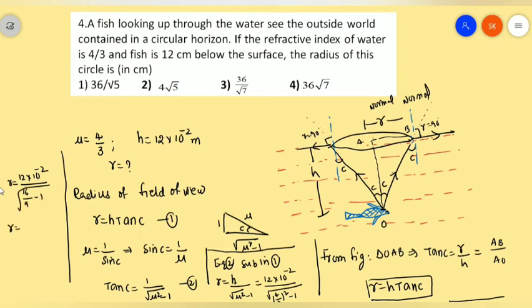Then next we will simplify it. 12 into 10 to the power of minus 2. This root 16 minus 9 you will get as root 7 by 3 after simplifying. Then next you will get 36 into 10 to the power of minus 2 by root 7 meters. But in the options it is centimeters only, so actually no need to convert to meters. Then 36 by root 7 centimeters. This is the answer. Third option is the right option. We will go for the next problem.